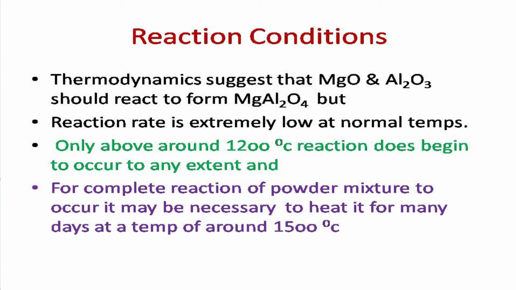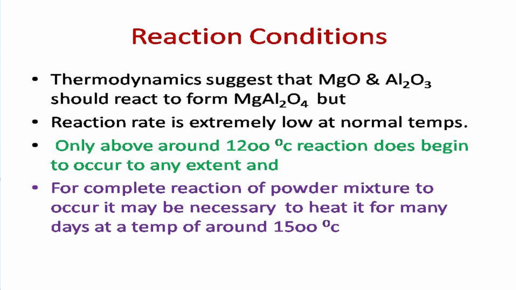So starting at normal temperature, they do not react. The reaction is feasible. The minimum temperature required is about 1200 degrees centigrade, at which the reaction begins and the process of diffusion starts, and in order to complete the reaction, you have to raise the temperature to about 1500 degrees, and it may give you at that stage the required product.